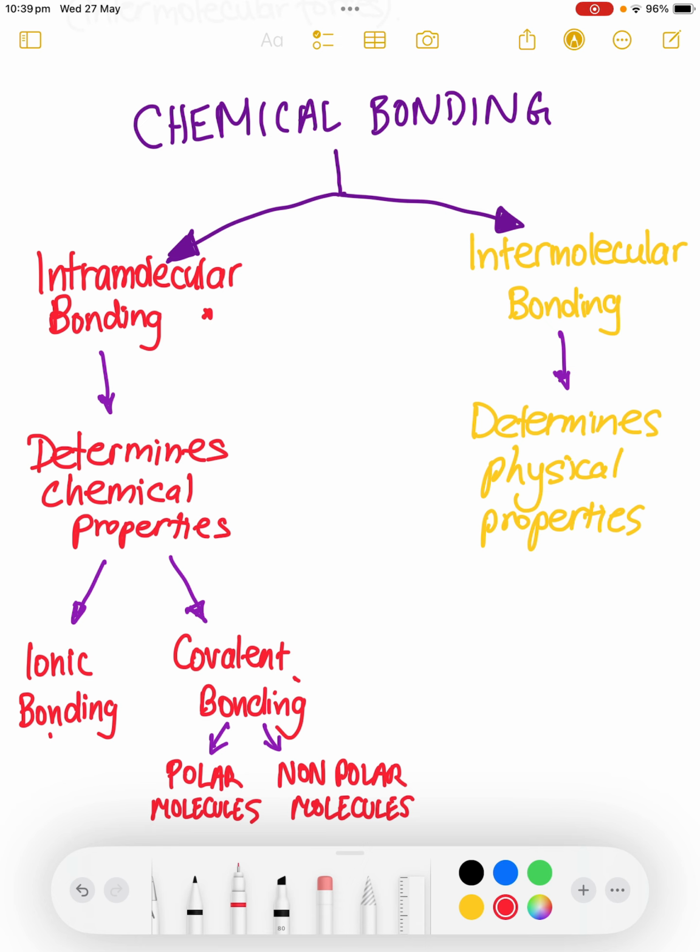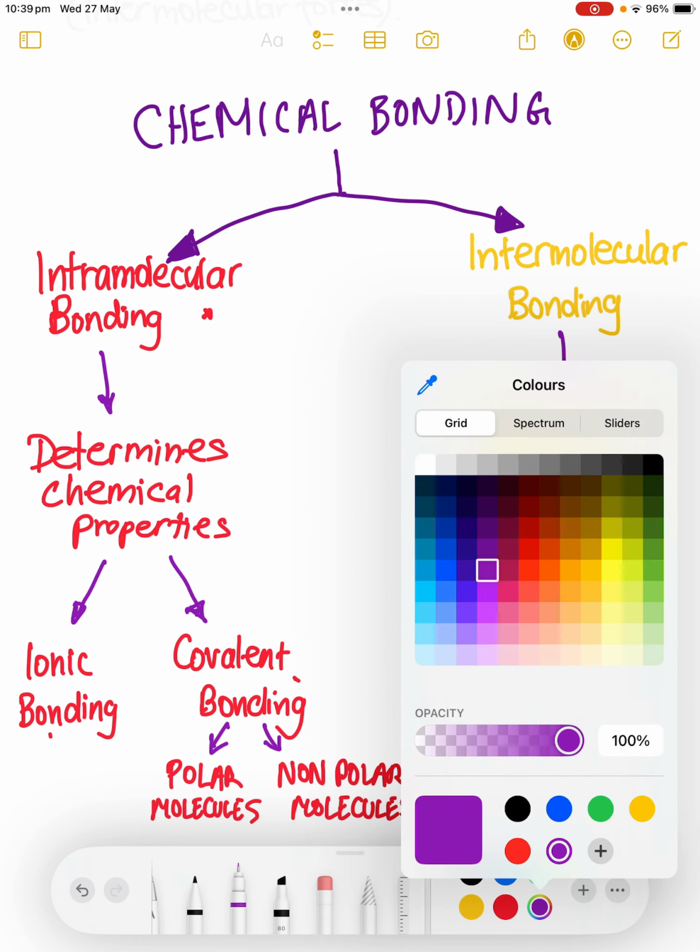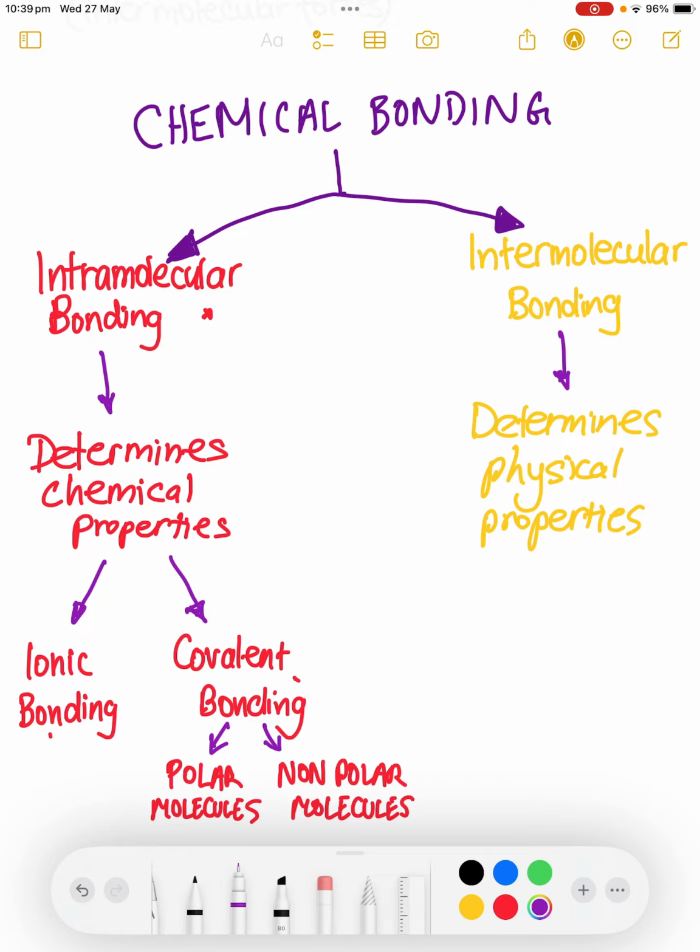And then on the other side, we have intermolecular bonding. Determines physical properties like we said earlier. It's also the force of attraction between two or more molecules. I know I just showed two earlier, but it's two or more. Okay, and we've got three different types, which I said one a little bit earlier.